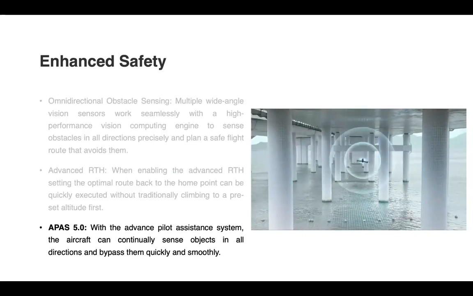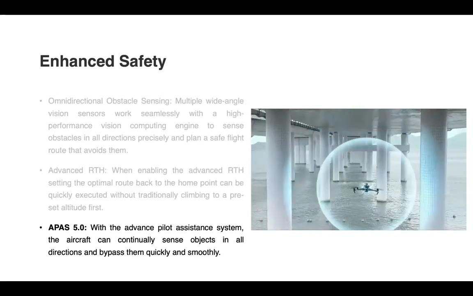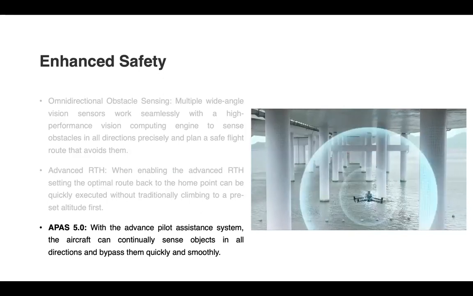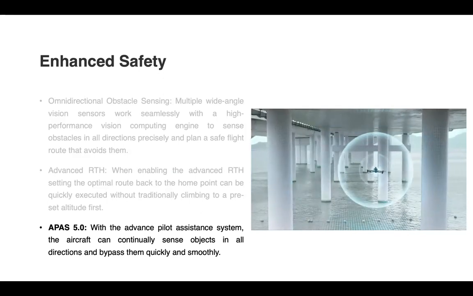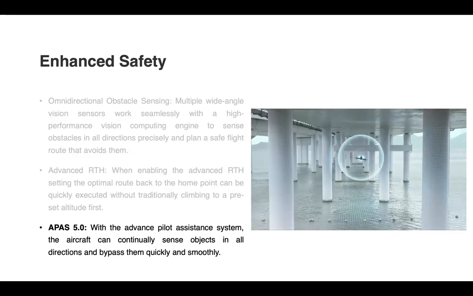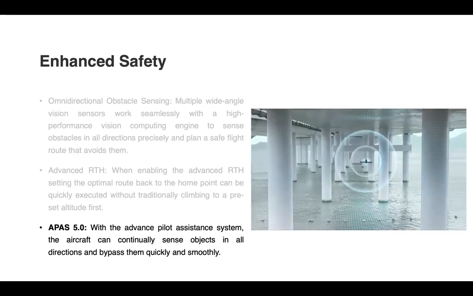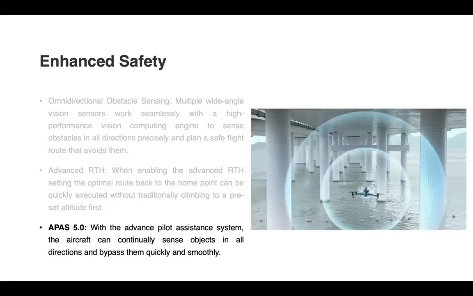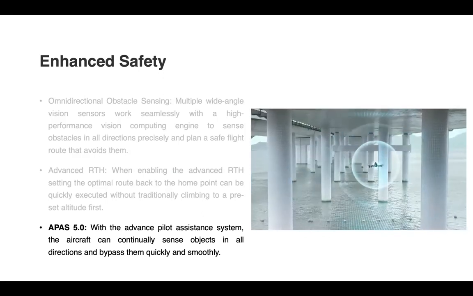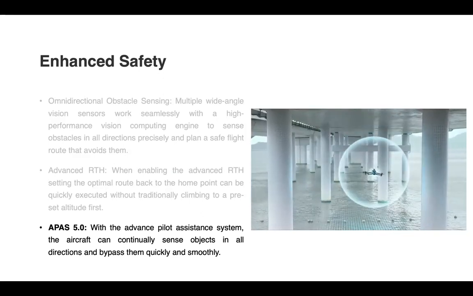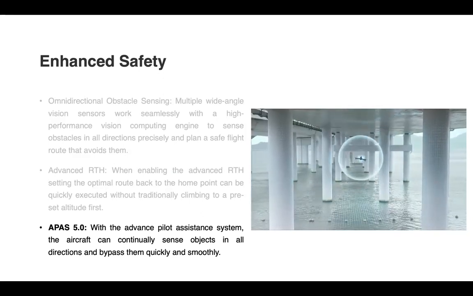APAS 5.0 stands for Advanced Pilot Assistance System. So once again, another option in the settings, but for example, if you're trying to fly at the pole here, in this case, the drone would automatically navigate around it when you had the APAS 5.0 setting enabled. So once again, your option there to go around the object or to simply stop, and kind of more of a traditional obstacle setting there.